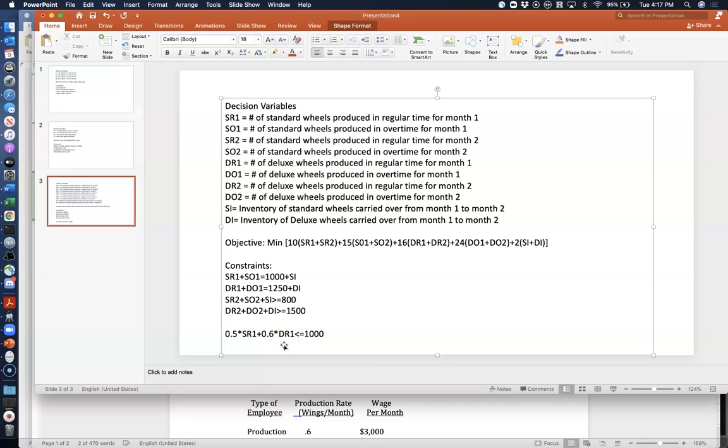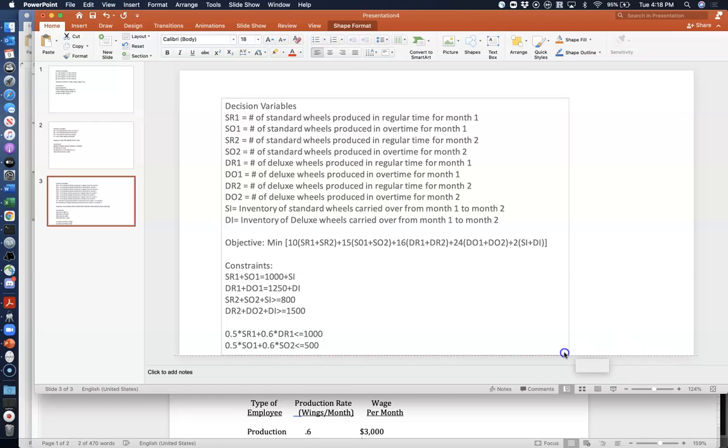Similarly, the total number of hours required to make standard and deluxe wheels in overtime cannot exceed 500 hours.